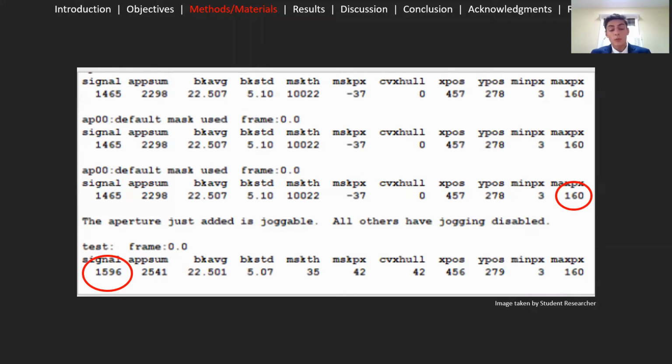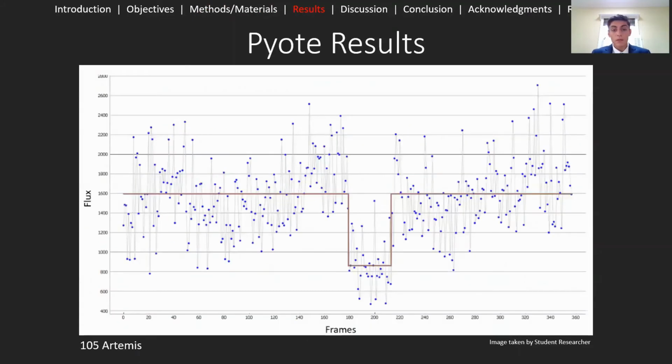Also, the signal needs to be between 1500 and 3000 to ensure that the saturation is correct. Once these two values are true, I can then move to observing and then analyzing the event. The first step in the analysis process is uploading the data to Pyote. Pyote then creates a flux by frame graph clearly showing the asteroidal occultation and the magnitude drop, seen here in the center of this image.